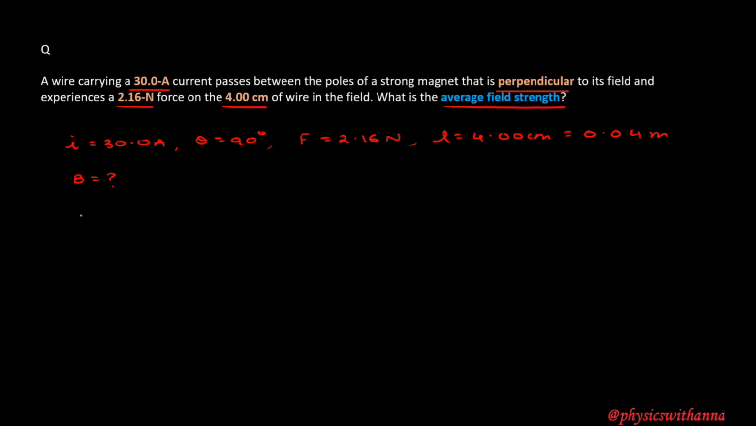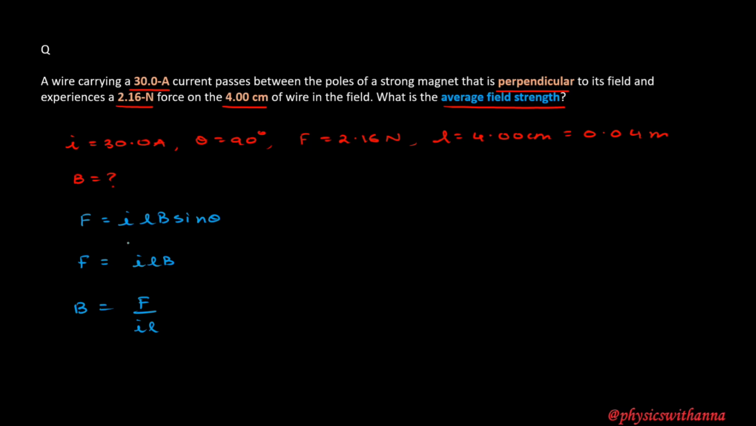So again, we write the expression for force. Force on wire is ILB sine theta. Theta is 90 and sine 90 will be 1. So we can write the force F as ILB. Now we need to find magnetic field B. So divide with I and L. So B becomes equal to F over IL.